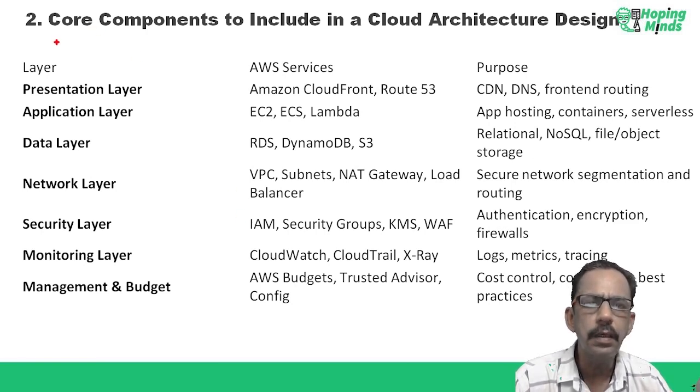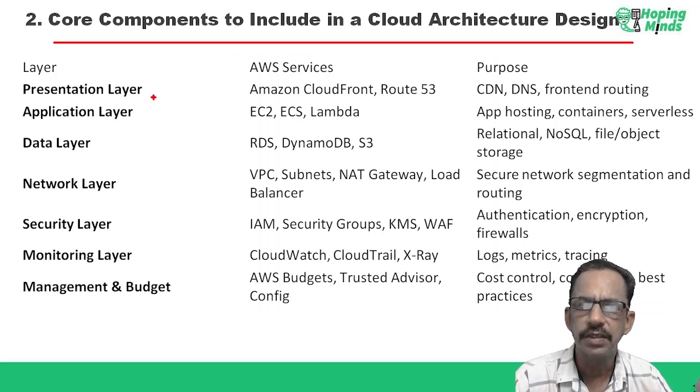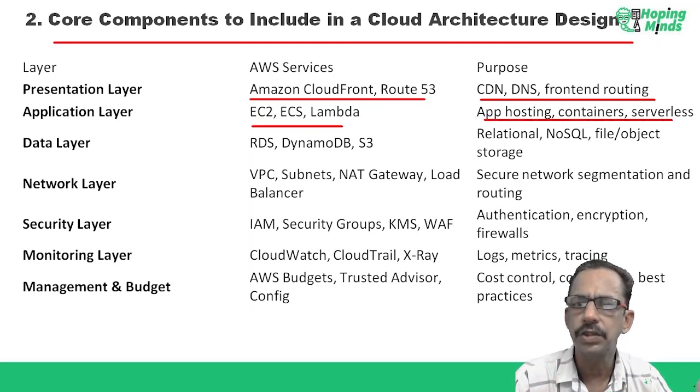So the core components that include a cloud architecture design, as I have shown you. Presentation layer, like CloudFront and Route 53. CloudFront's purpose is content delivery network, and DNS and front-end routing. Application layer: EC2, containerization services, Lambda, app hosting, container and serverless.